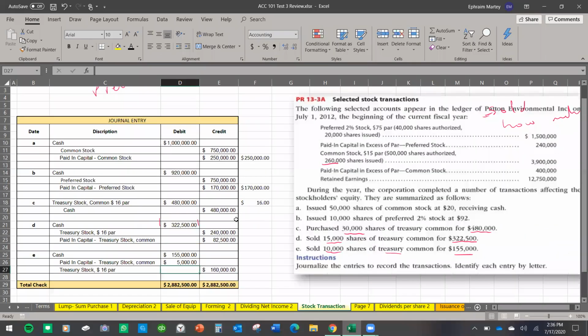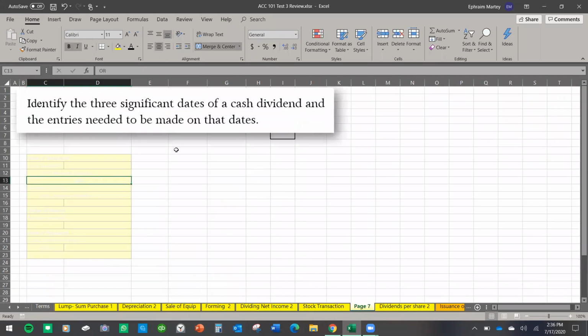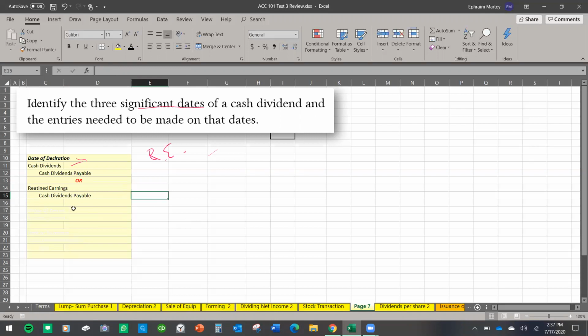Good. When you have stocks, you are going to pay dividends. In order to do that, you need to declare dividends, record, and pay. Here, identify the three significant dates. First, the date of declaration. What is the journal entry for the date of declaration? Cash dividends will be debited and cash dividend payable will be credited. Or there's another way you can do that, and that will be retained earnings, because these cash dividends eventually will go into retained earnings. So you can take it straight to retained earnings, or you can let it pass through cash dividends.